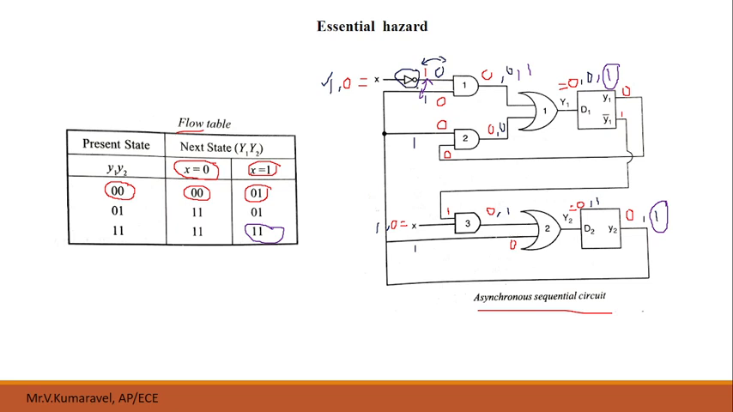This is due to what? Delay in your NOT gate output. This is called essential hazard. Essential hazard can be eliminated by increasing the delay in propagation in your feedback path. Okay, thank you.